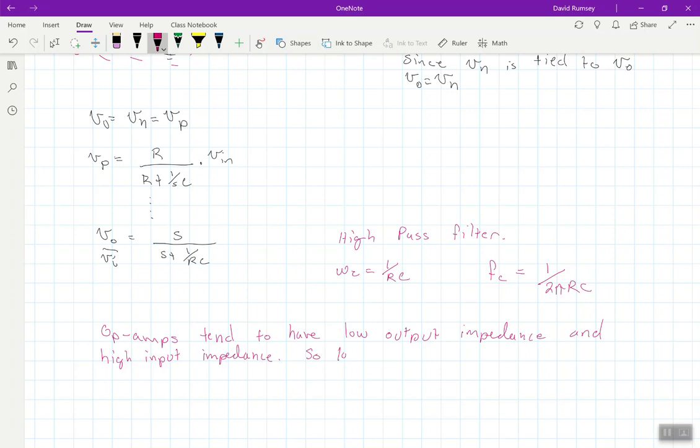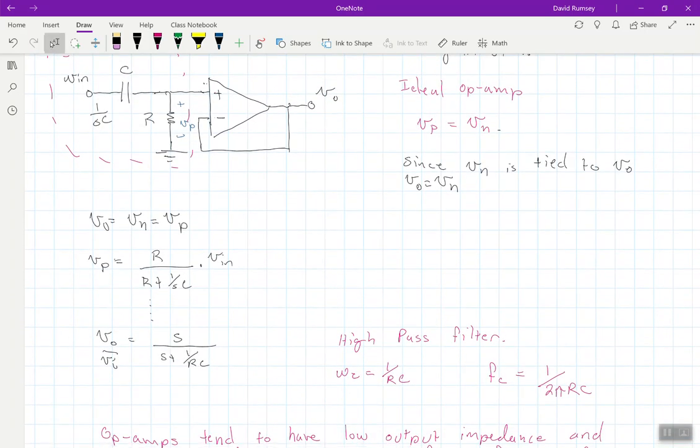So loading effects of cascaded filters can be ignored. That means we don't have to worry about loading effects, and if I want to cascade these together, I literally just cascade them together without worrying about the loading effects.